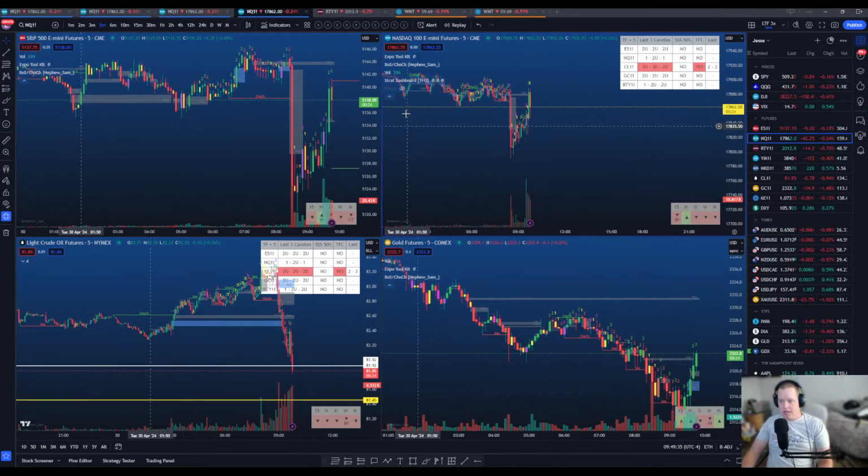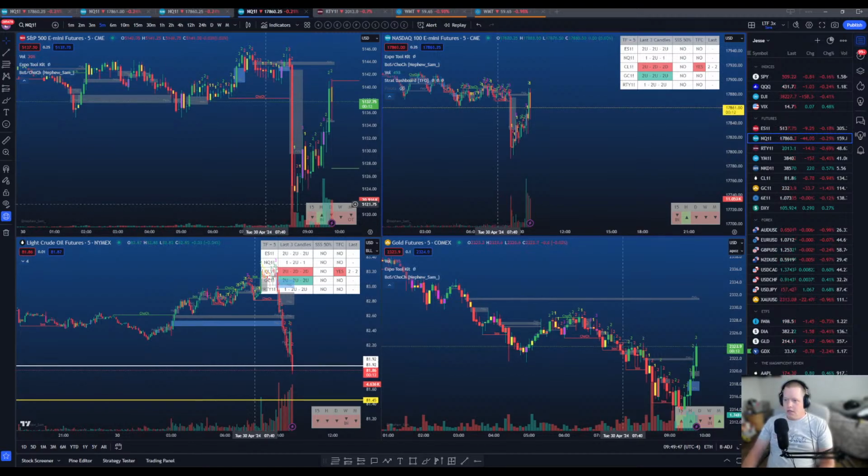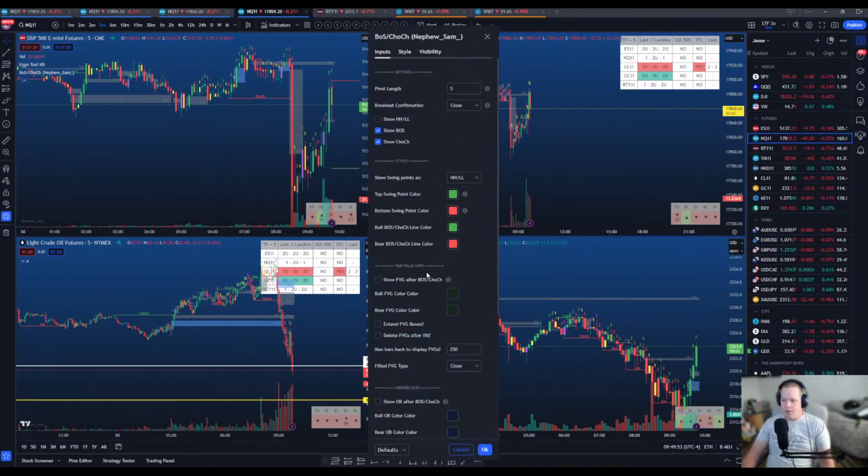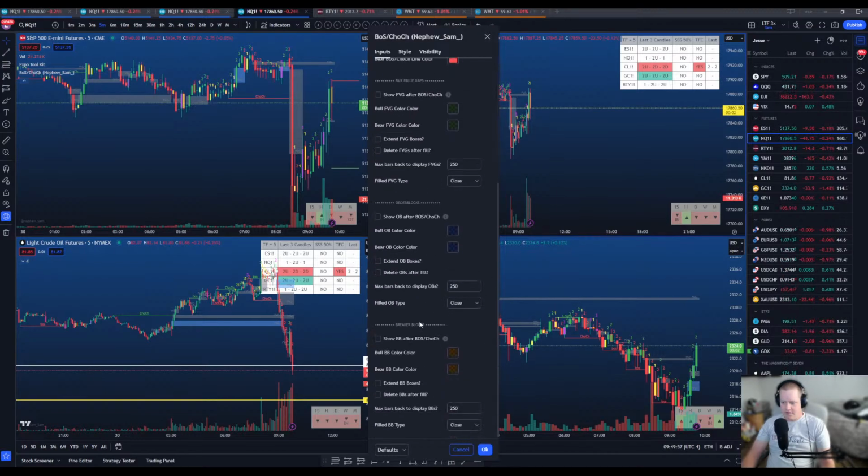But here's my indicators. I just have the Expo Toolkit, which is free. You can find it in the scripts section. I will type that in here. There it is. And then I have Break of Structure, Change of Character by Nephew Sam, with these settings here: show break of structure, show change of character. Everything else is standard.